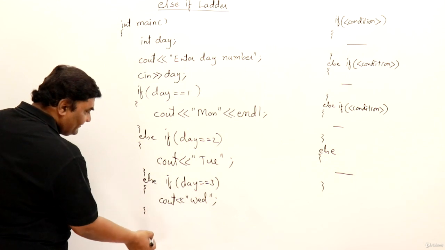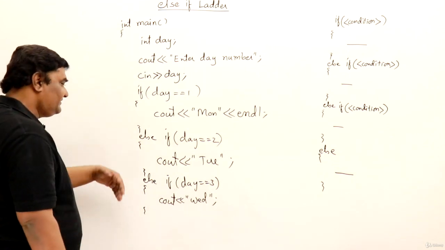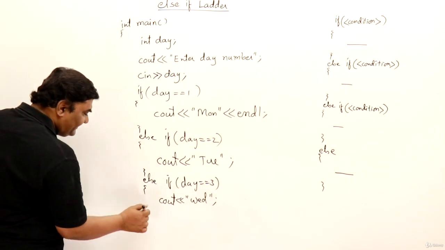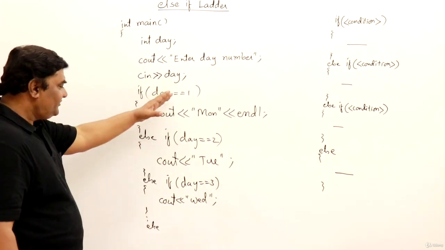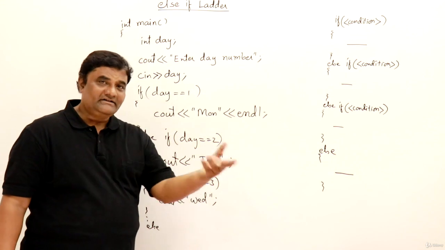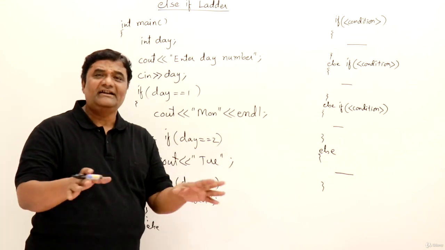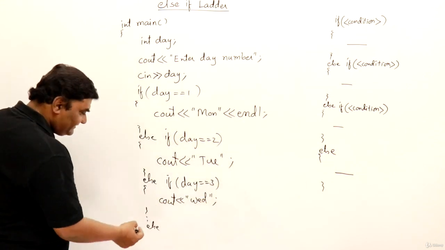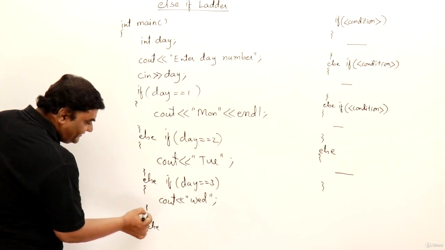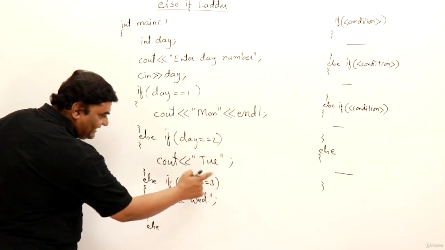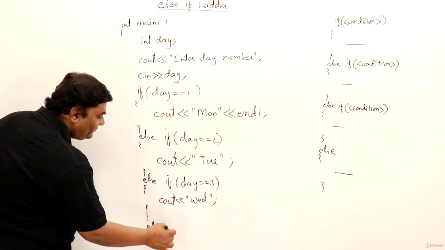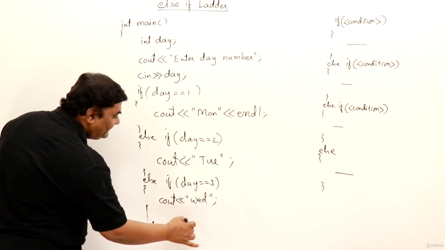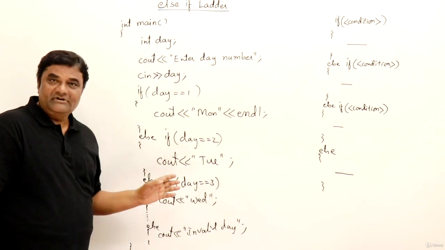Like this, we can go on writing. At last, we can write one else. So suppose this is continued and at last else. Now for 1 through 7, I'll be writing the cases. Else we can say invalid day number. At last, I am writing the continuation part. So continue. For 3 I have written 4, 5, 6, 7. All you have to write on. Then after that, cout invalid day. So this is the program.